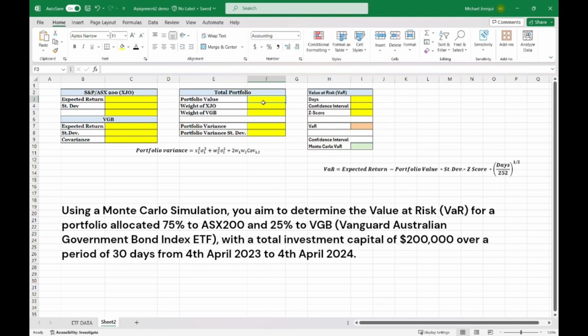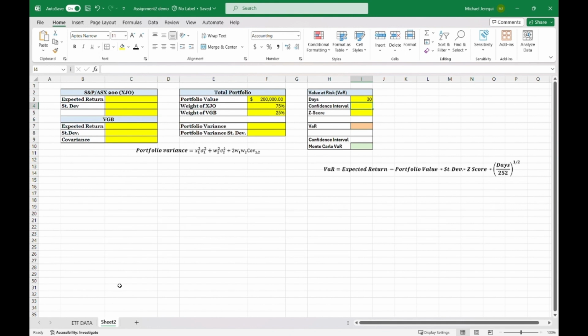In this video, we're going to be working on a problem which relates to Monte Carlo simulation. Using a Monte Carlo simulation, you aim to determine the value at risk for a portfolio allocated 75% to ASX 200 and 25% to VGB, Vanguard Australian Government Bond Index, with a total investment capital of $200,000 over a period of 30 days from 4th of April 2023 to 4th of April 2024.